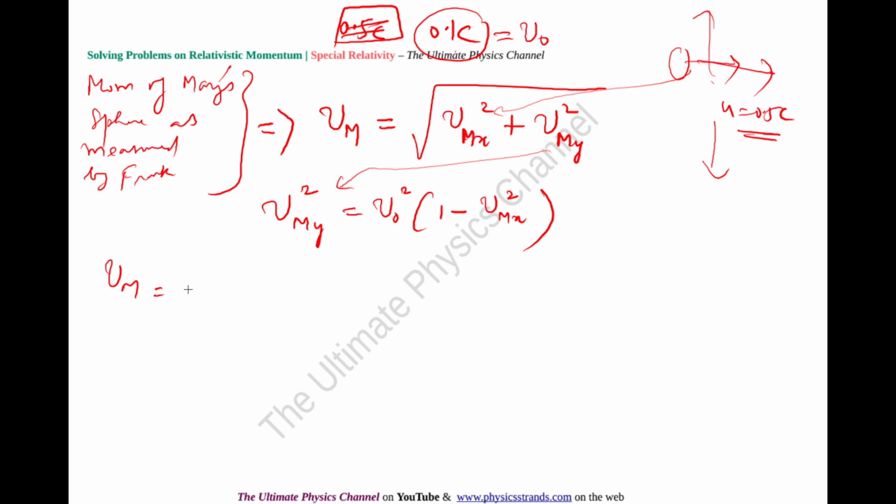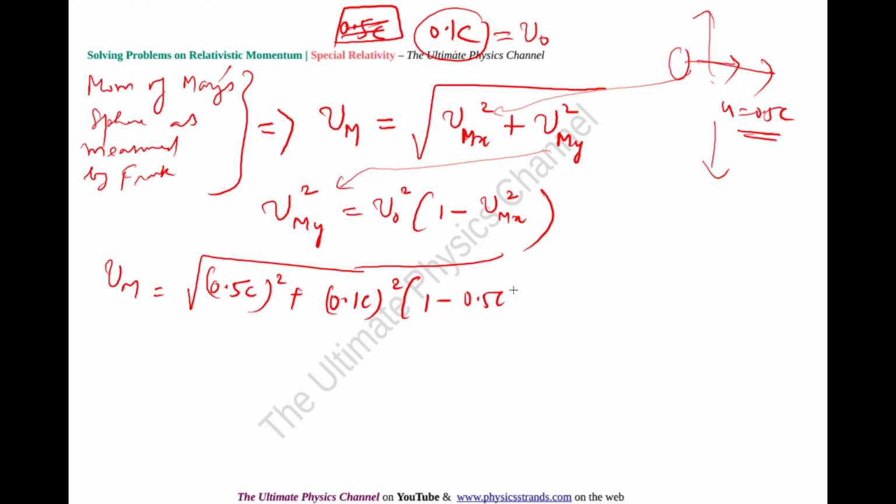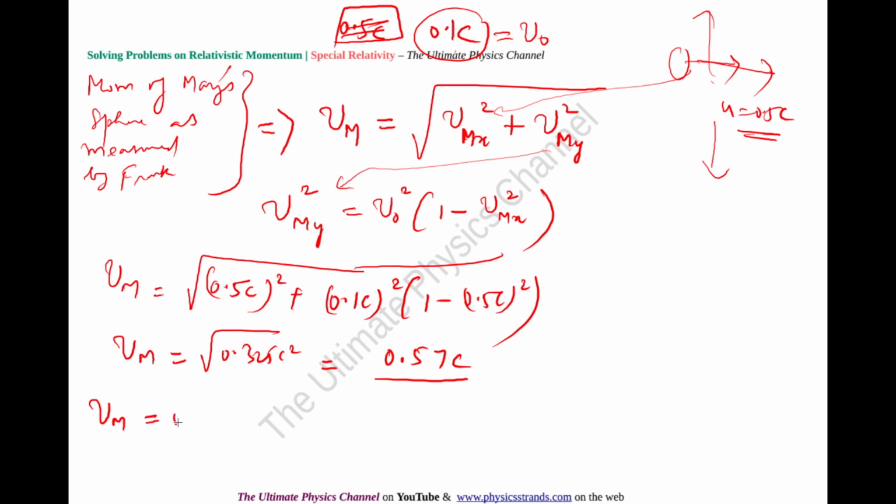Therefore our Vm is equal to the square root of (0.5 c) whole squared plus (0.1 c) whole squared times 1 minus (0.5 c)squared over c squared, that is 0.25. Doing this, we get Vm as the square root of 0.325 c squared, which is 0.57 c. So this is the speed of Mary's sphere as measured by Frank. According to him, the velocity of Mary's sphere is Vm equal to 0.57 c.